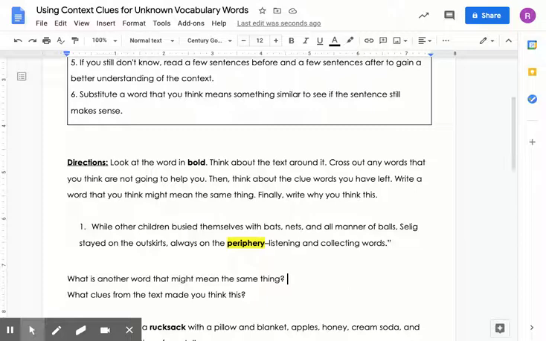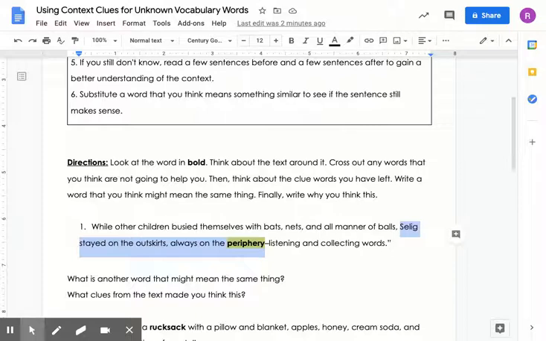Okay, so the first thing we're going to do is get rid of some of the words that might not be very useful to us. And I'm going to look at this in big chunks because we have 3 chunks to this sentence. The first part is up to the comma: while other children busied themselves with bats, nets, and all manner of balls. Second part is Selig stayed on the outskirts, always on the periphery. I feel like that's the second chunk. And the third chunk is listening and collecting words.